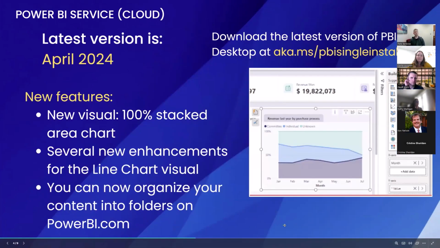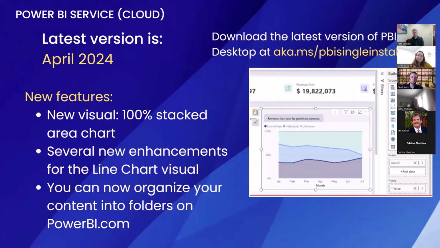So, as per usual, we will talk about the latest version of Power BI Desktop and the Power BI service. If you're using the Power BI Cloud, the latest version is April 2024. We just got a new release about 4 weeks ago. Not many features, but we did get some new visuals, like the 100% stacked area chart, which you can see in the screenshot on the right. It's actually not my screenshot, it's Microsoft's. I just stole it from their website.